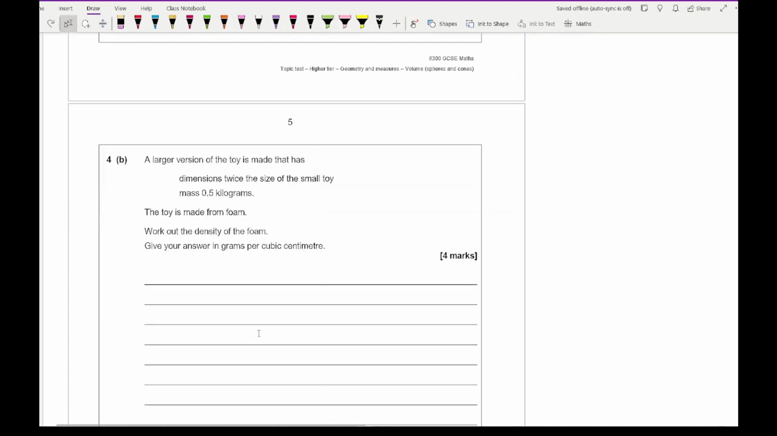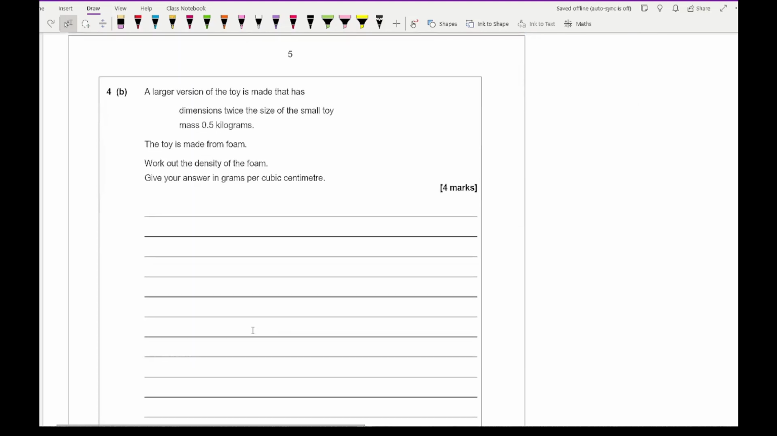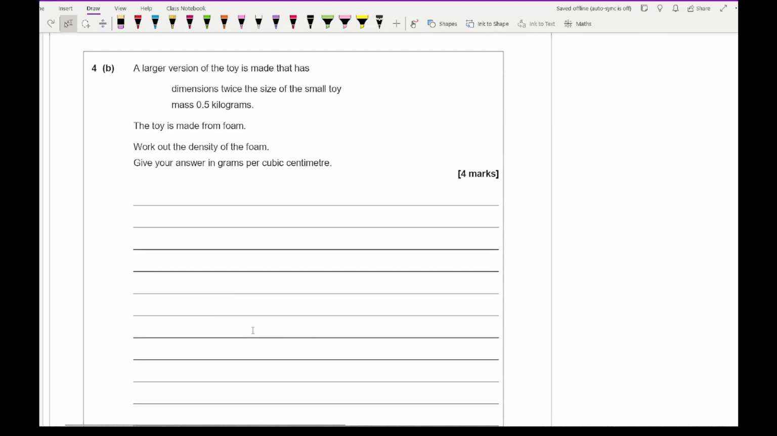Then moving on to question 4b, it says that a larger version of the toy is made and has dimensions twice the size of the small toy and a mass of 0.5 kilograms. The toy is made from foam. Work out the density of the foam. Give your answer in grams per cubic centimetre. Now, density is basically mass over volume. So to work out the density, I need to work out the mass in grams, and I need to work out the volume in cubic centimetres.